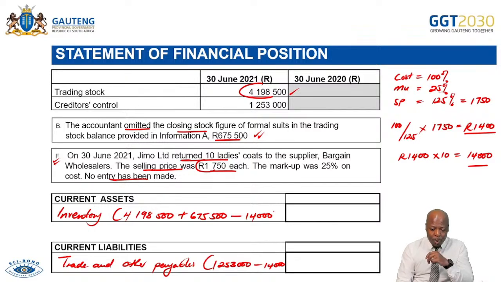So you will see I have two entries here. Minus on my inventory, that inventory is no longer with us. Minus on my trade and other payables. We don't owe the supplier that 14,000 anymore because we have returned the inventory back to them. Is that making sense? Okay, thank you. All right, can I move on now to the next aspect? Okay, so I can go on to the next adjustment.